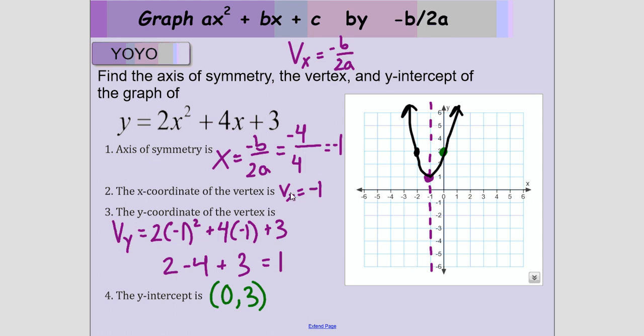If I know the x-coordinate for the vertex, how do I get the y-coordinate? I put negative 1 in for x in my equation. When I simplify it out, order of operations, I get 1. So my vertex is at negative 1, 1.